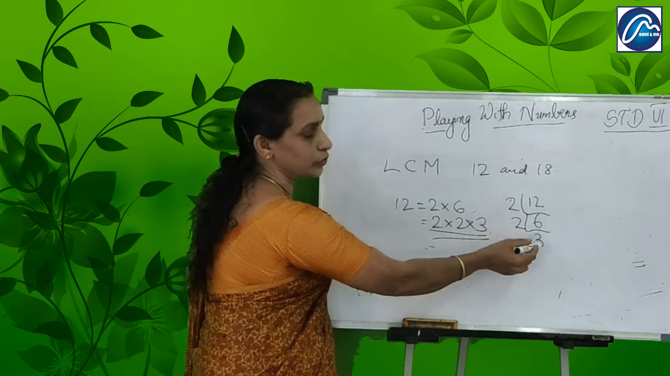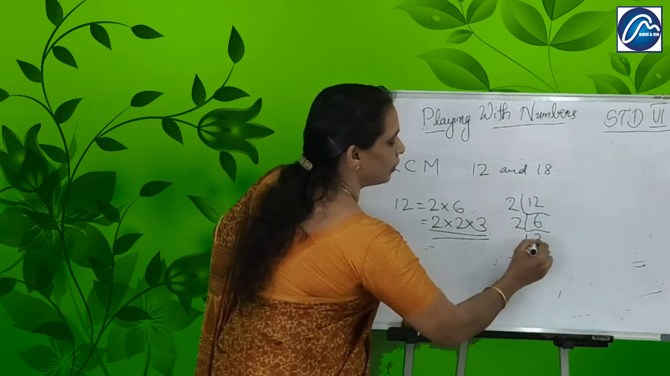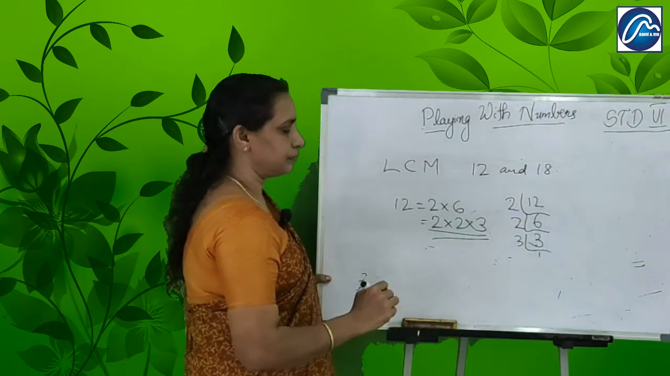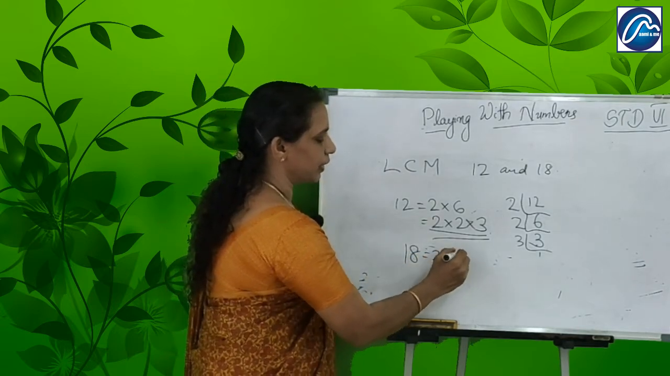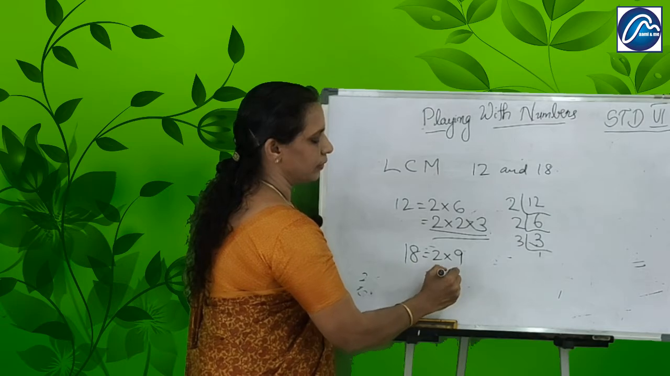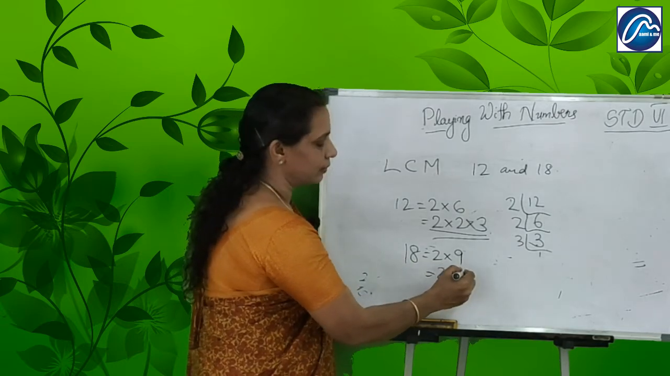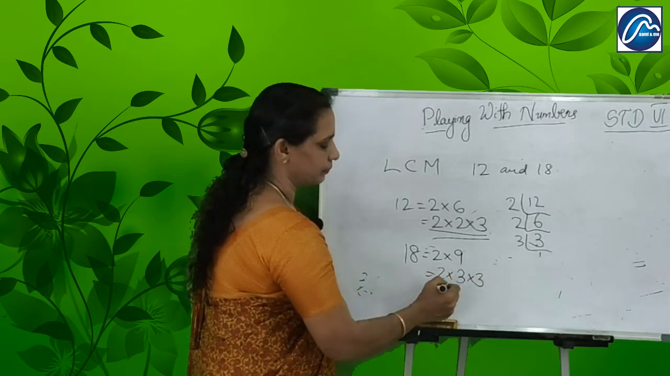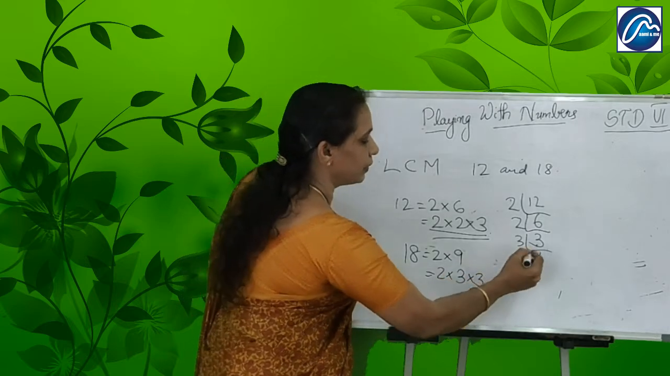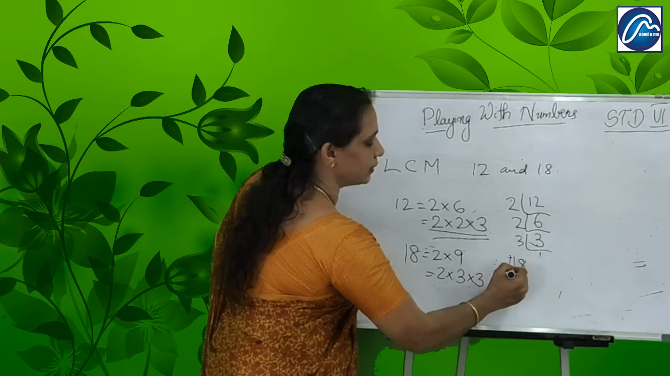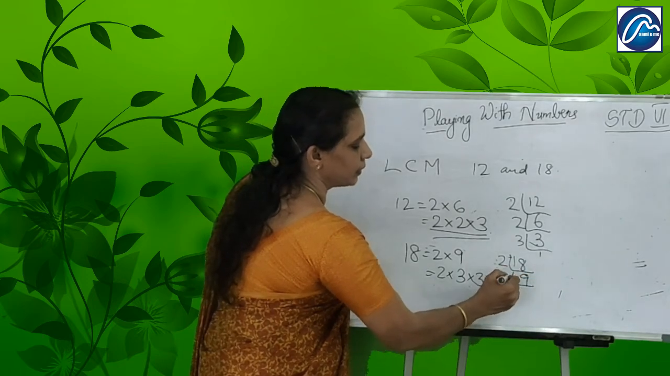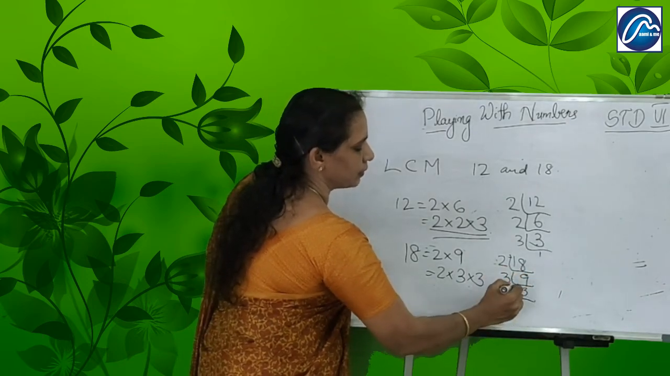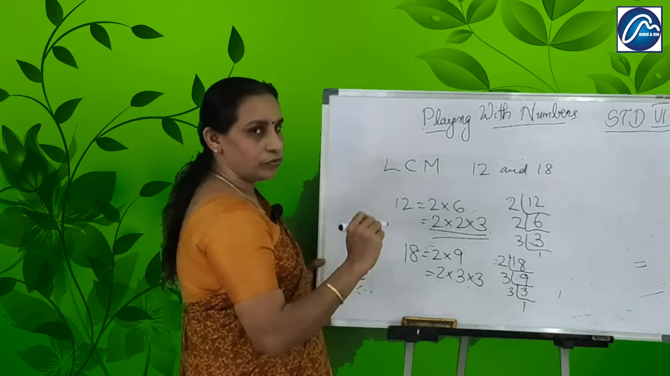This is also 2 into 2 into 3. Another number is 18. 2 into 9, 18. 9 again we are splitting, 3 into 3. Here, with this method, 18 divided by 2 is 9, then 3, 3.